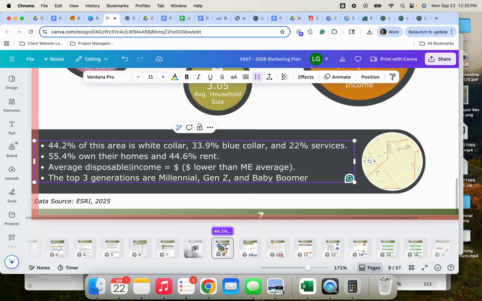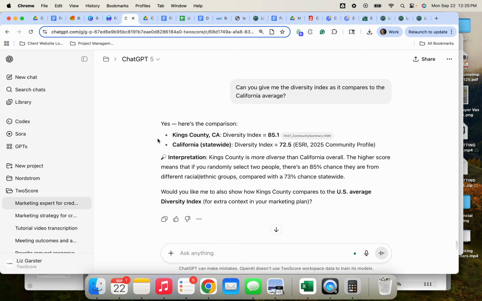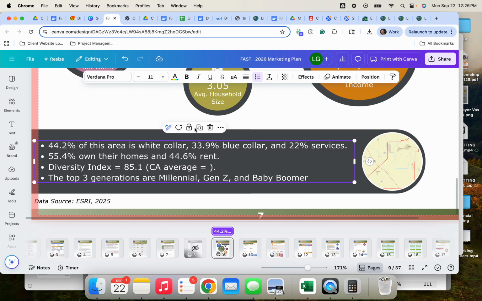Okay. Diversity index equals 85.1. California average is... okay, so this is interesting. If you randomly select two people in Kings County, there's an 85% chance they're from different racial ethnic groups, compared with 73% nation or statewide. So that's interesting. So we're going to put 72.5.